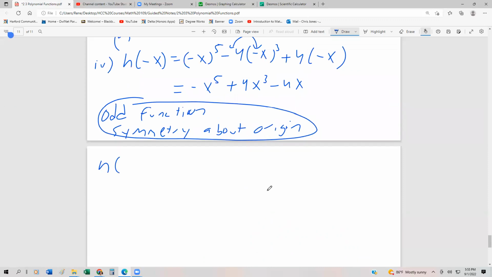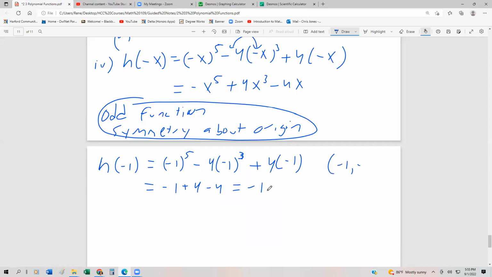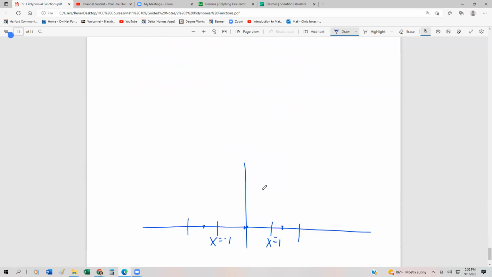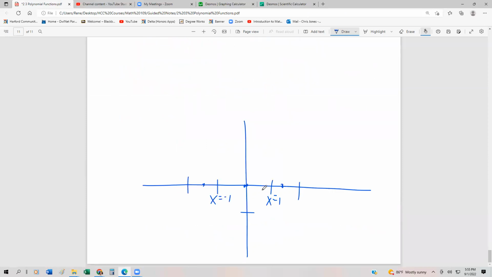So let's find h at negative 1, which is going to be negative 1 to the fifth, and then minus 4 times negative 1 cubed, and then we had plus 4 times negative 1. And if we compute this, negative 1 plus 4 minus 4, which is negative 1. So we know we have the point negative 1, negative 1. So let's plot that down here. All right, so right about here.